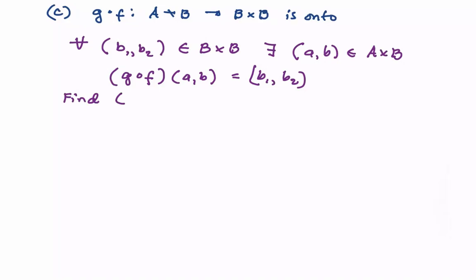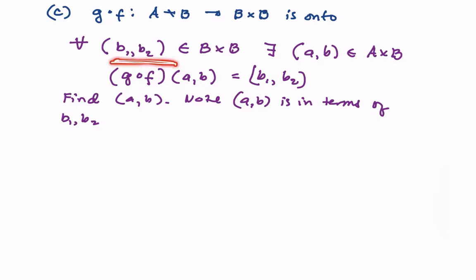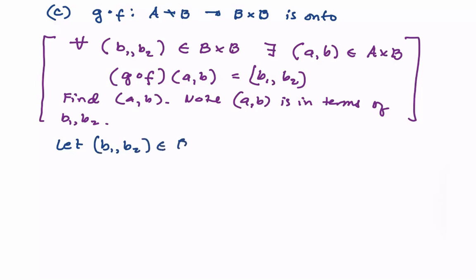So what do we want to do here? We want to find (A, B). Now, note that (A, B) is in terms of B1 and B2 because look at the statement here. We have for all B1 and B2, and this (A, B) here depends on the choice of B1 and B2. Alright, so how do we start our proof? So this purple part is not included in the proof. This is just our guide. So we start with: let (B1, B2) be an element of B cross B. Now, what we want to do is to find A and B. Alright, so again, I will make this purple because we have to first find our A and B. So this is just scratch.